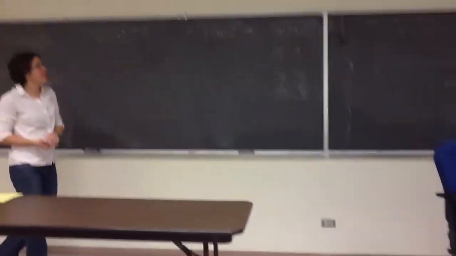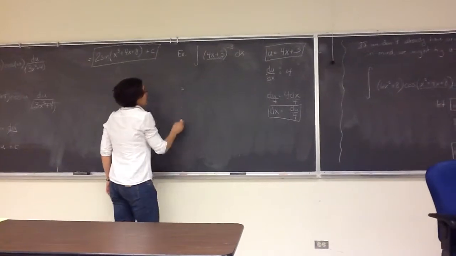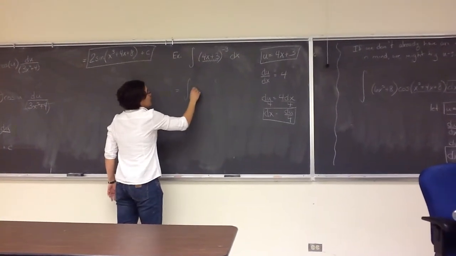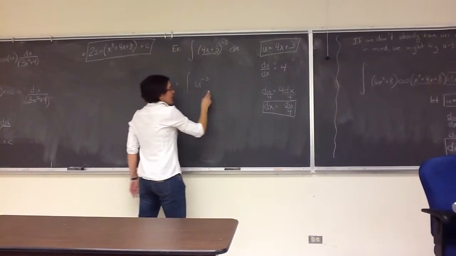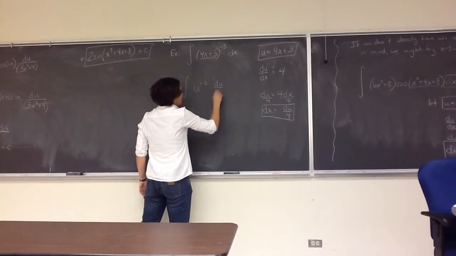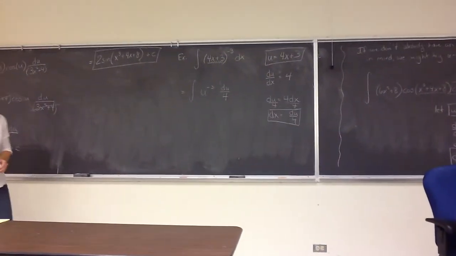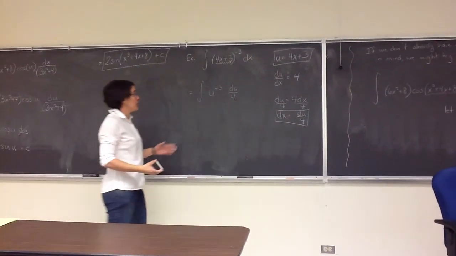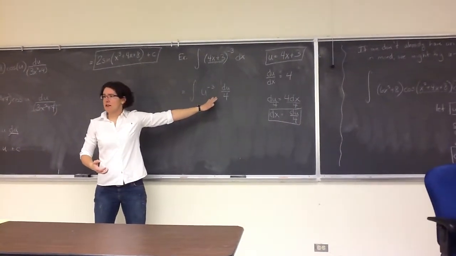But it can be used. Okay, so now we go back to our indefinite integral. We've got the integral of u to the negative third, and the dx will be du over 4. This is a good choice for u because I have no more x's left over. And so I'm almost ready to take an antiderivative.